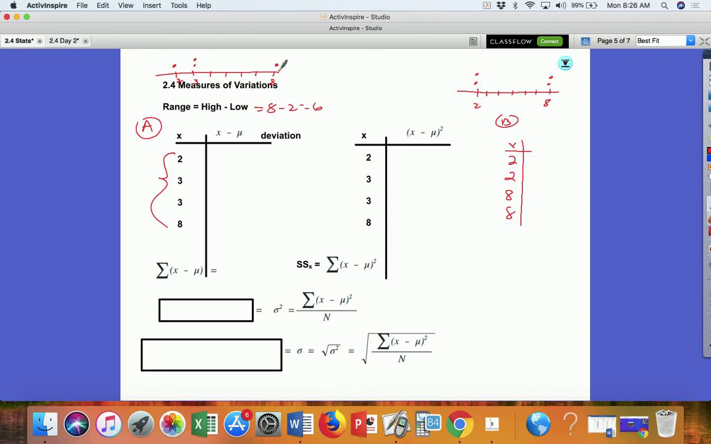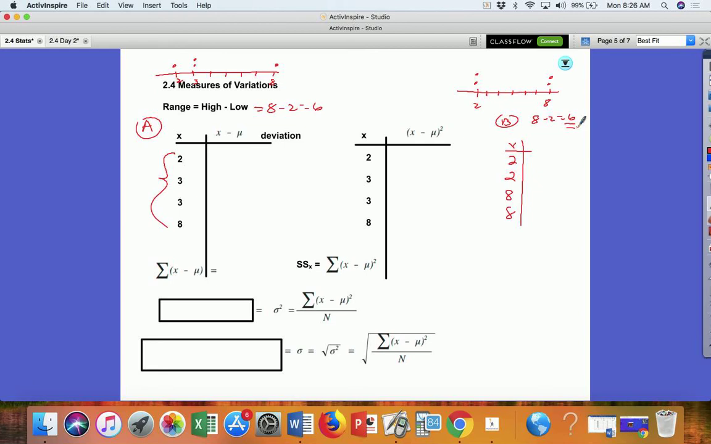So really, we have a clump of data and then one outlier in set A. In set B, we have it totally separate. There's 2 on the left and 2 on the right. So they're really different sets, but they have the same range. The range in each of them is 6, but it doesn't really describe the spread.